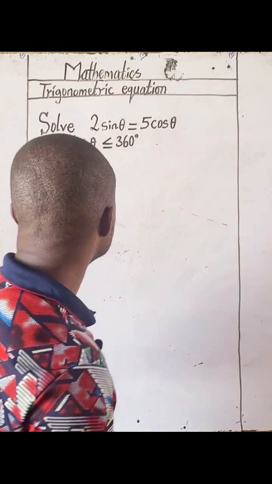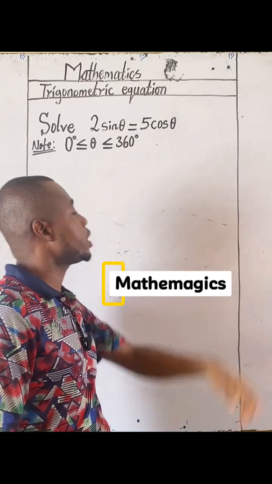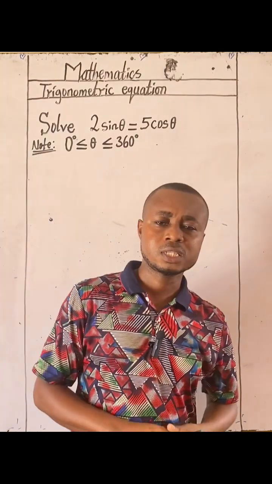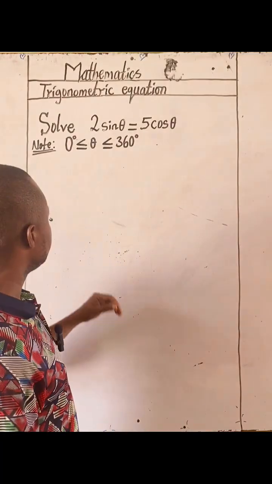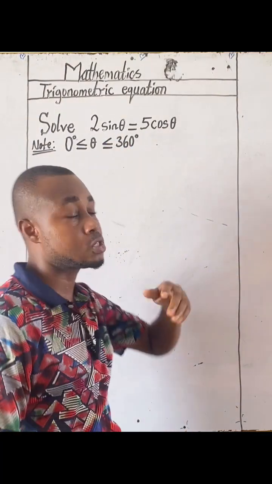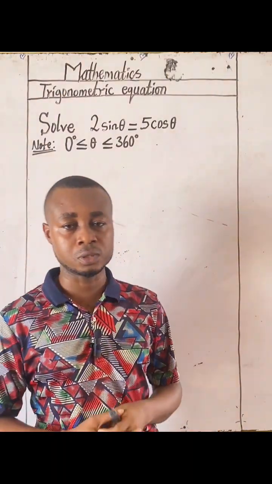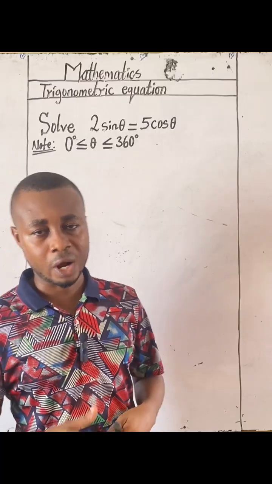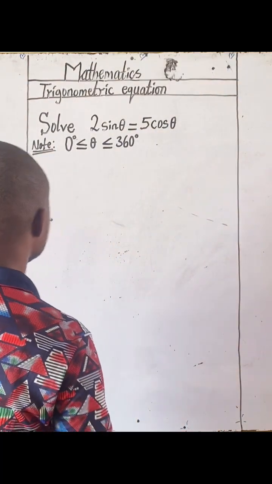So in this case, if you have 2 sine theta, which is equal to 5 cos theta, the next thing you need to do is look at this critically. You observe that we are having sine function, we are also having cos function. And this makes this question a bit tricky. But while we dive into it, you understand how this works out.